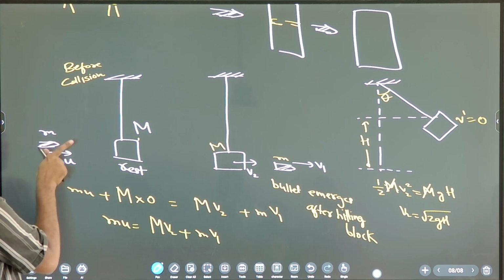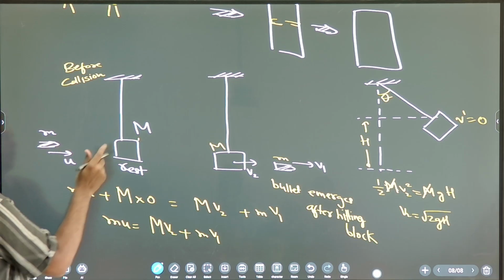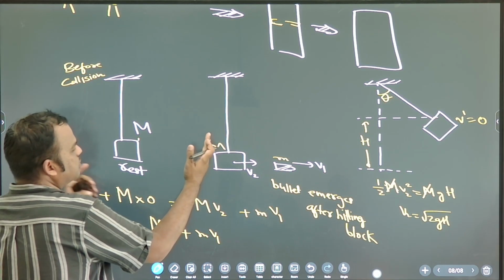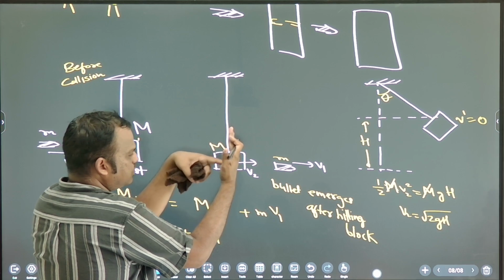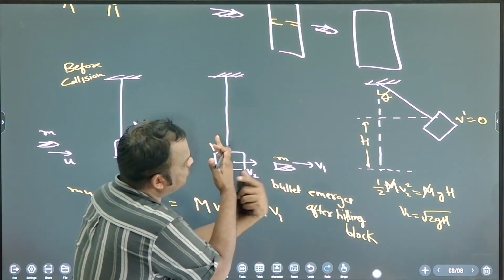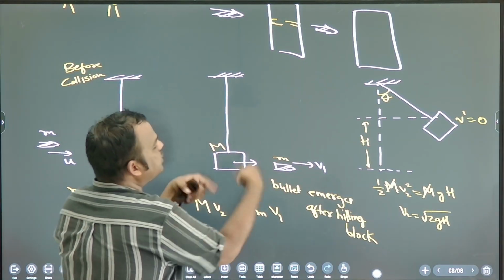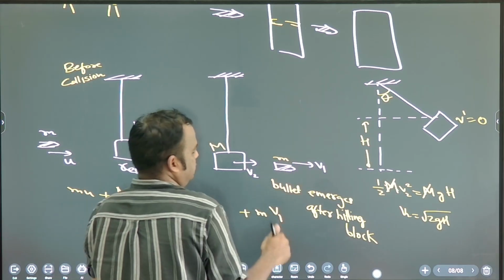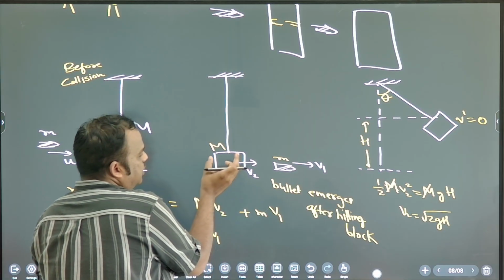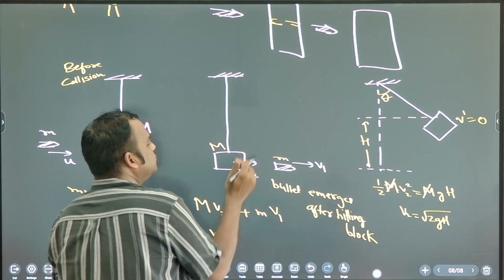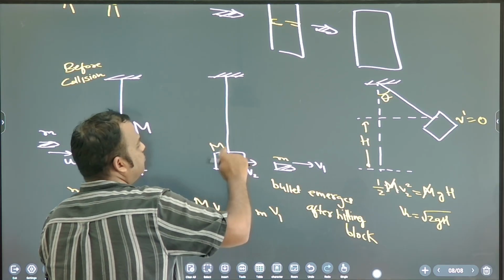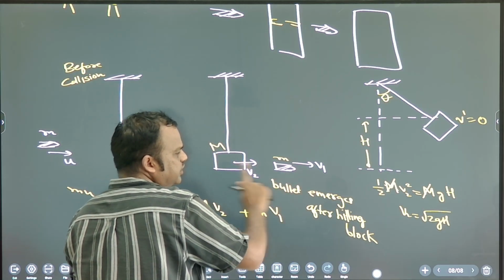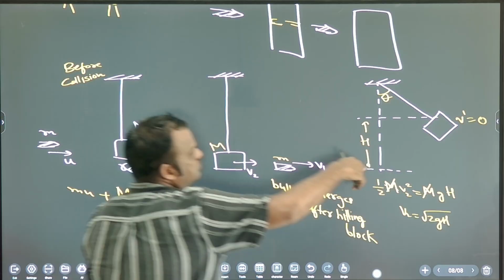So the bullet is coming with what speed? u. The block, what is the speed? 0. Now the bullet is hitting the block. Not embedded, the bullet comes out from the other side. With what speed does the bullet come out from the other side? v1. But the block also goes to the right side with v2. But the block is connected with a string, so it will not go horizontal, it will go in a circle. It will go along the circle.